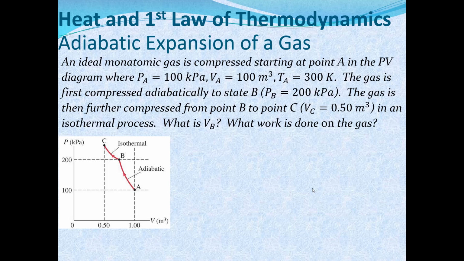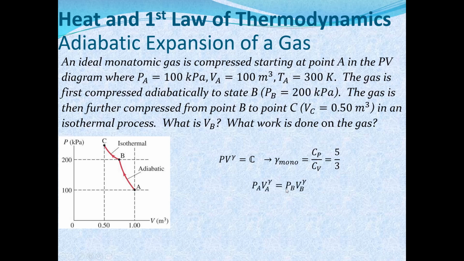Alright, so they want us to figure out what VB is, and they want us to figure out how much work was done on the gas. So going from A to B, we know that this is an adiabatic process. We have the volume and pressure of A. We know what the pressure is at B. We just don't know what the volume is. So we can use that relationship that we have. The one thing to note, it's a monatomic gas, so we already know what gamma is. It's going to be 5/3.